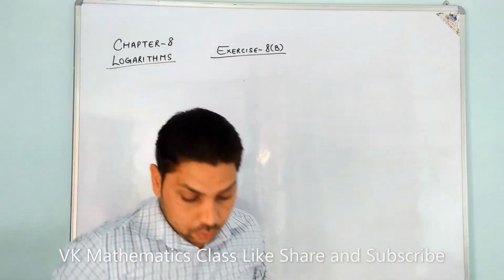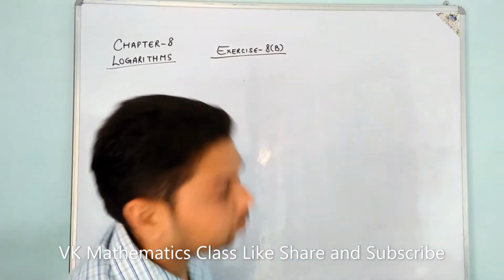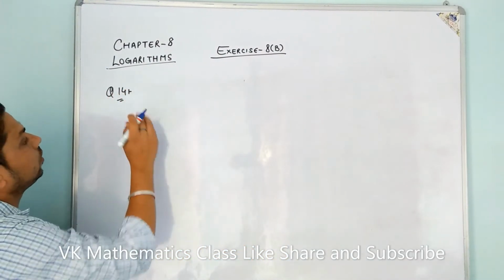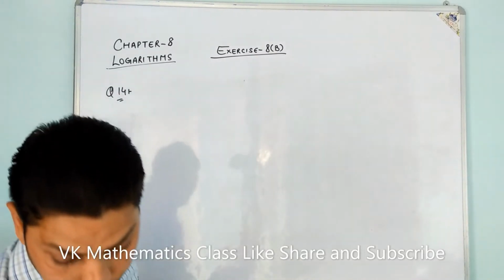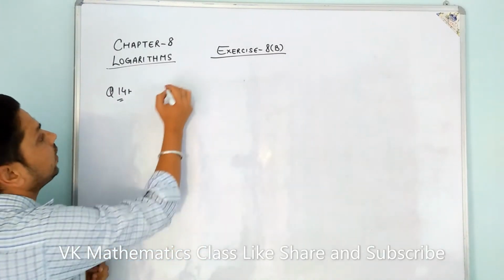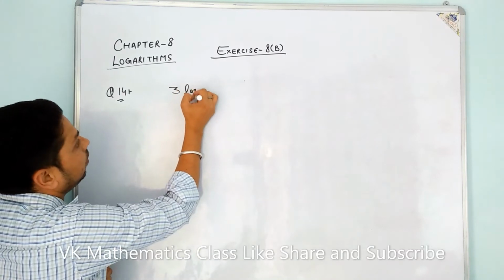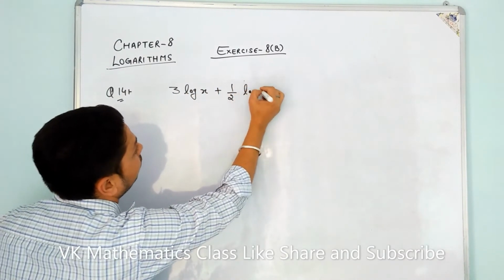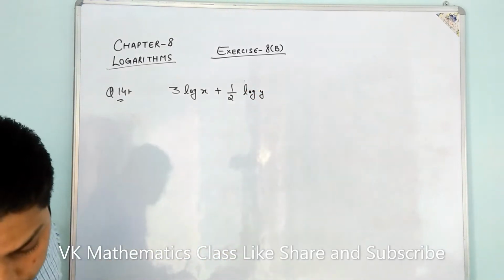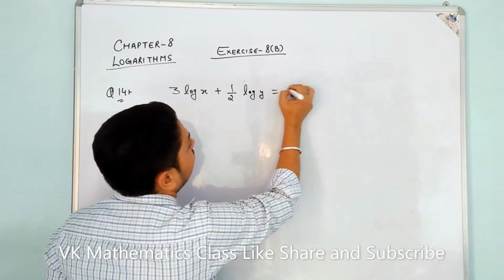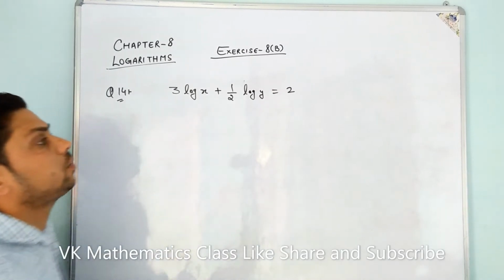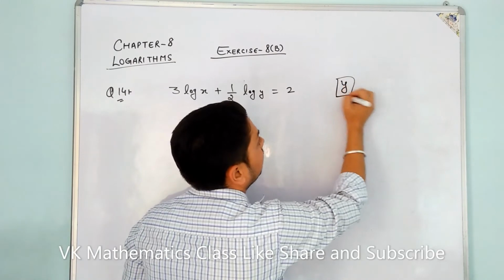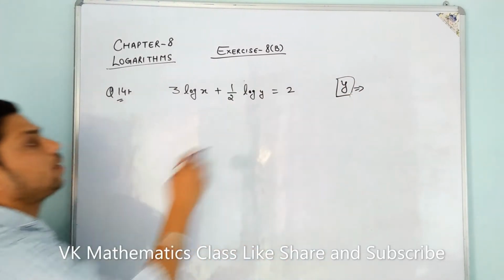Next we have question number 14 in your book. What is given here? We have given 3 log of x plus 1 by 2 log of y is equal to 2, and we have to express y in terms of x. We have to find the value of y in terms of x.